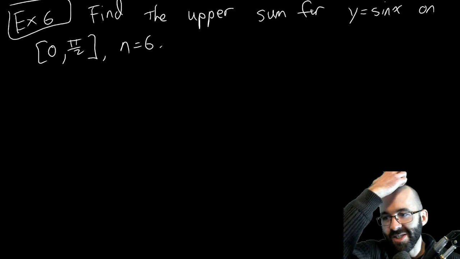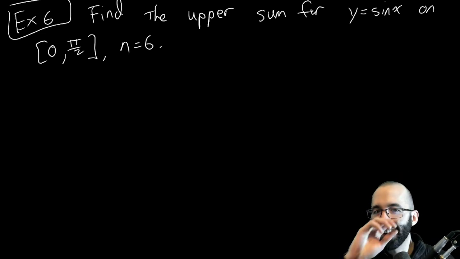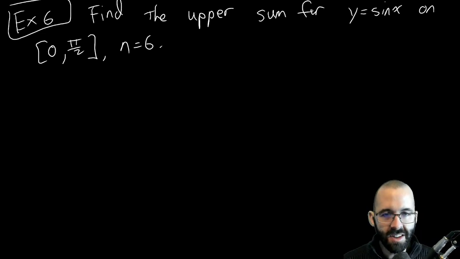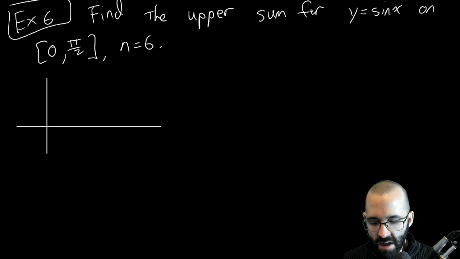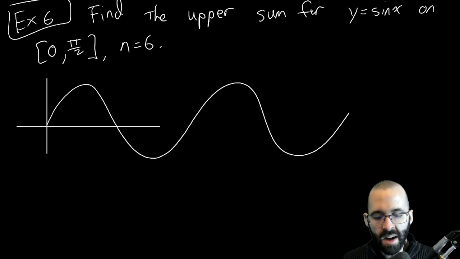So things are going to get more interesting here. We're still going to start with the picture. You can use Desmos to help you if you need some help on here. Remember how sine goes. Sine starts in the middle, kind of oscillates like that.